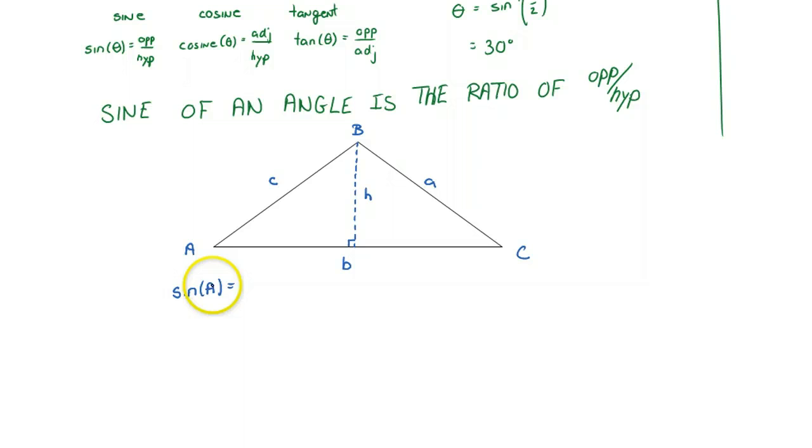So if I say sine A, the opposite of A would be H, and the hypotenuse would be C, so I have H over C. Pardon me, I wrote that out wrong. Sine A is H over C. Well, what else can I say? I can also say that sine C is equal to H over A.